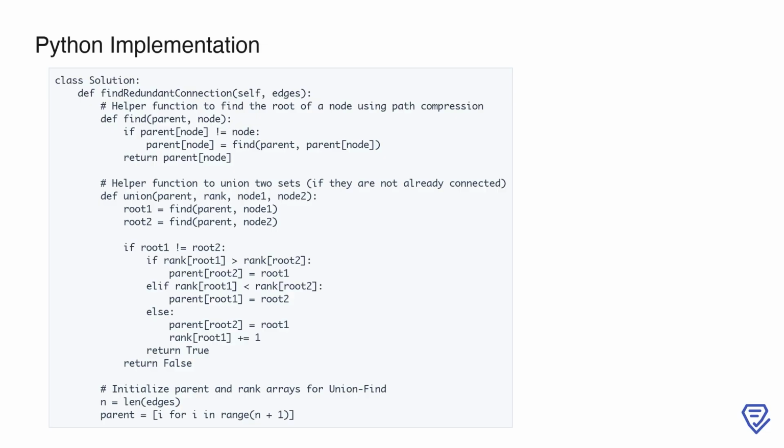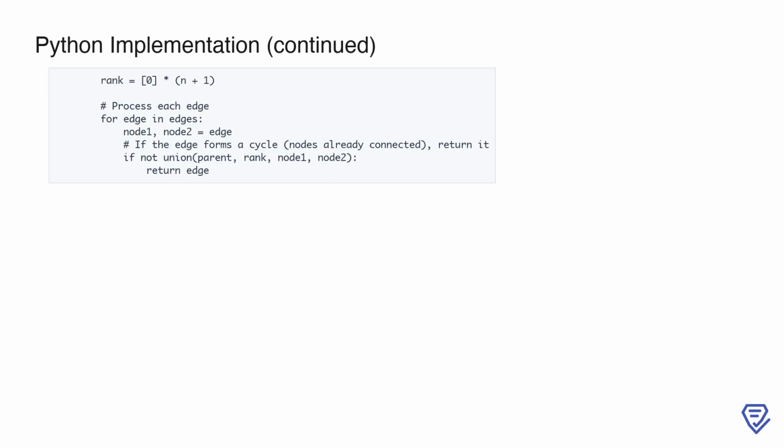Finally, we initialize the parent array, where each node starts as its own parent, and its size is determined by the number of edges plus 1 to account for 1-based indexing. We also initialize the rank array with zeros for all nodes, which helps us track the tree depth.